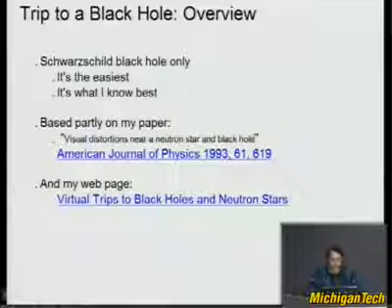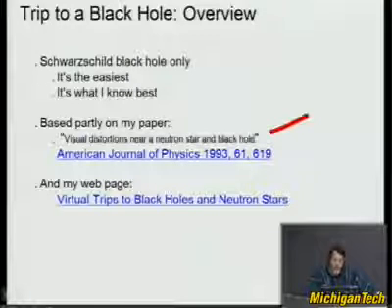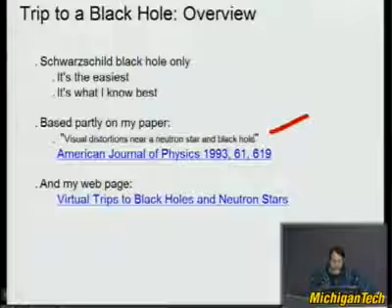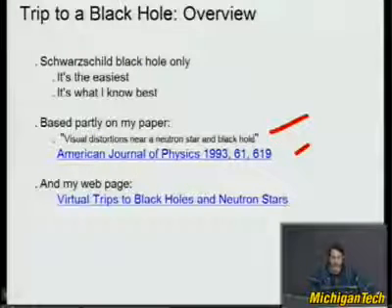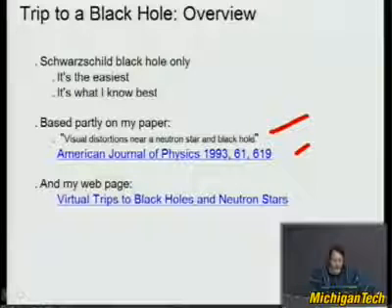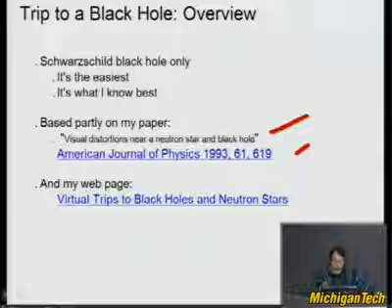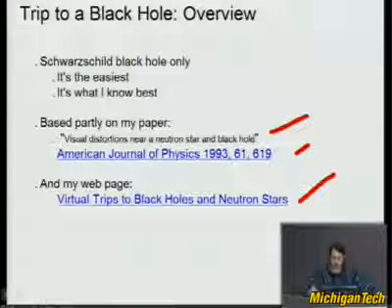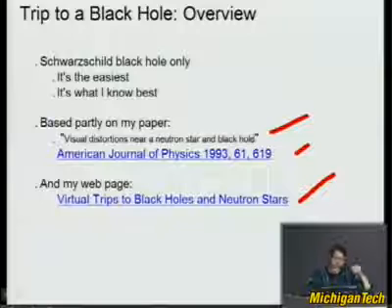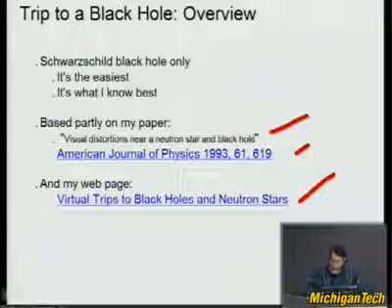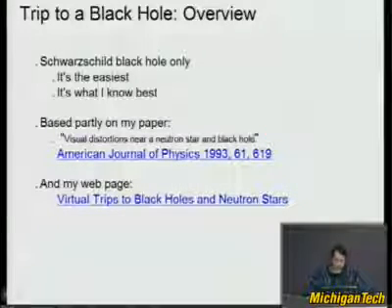This will be partly based on a paper I published called Visual Distortions Near a Neutron Star and Black Hole, which was published in the American Journal of Physics a while ago. You can also see all of the movies on a web page that I've maintained since '94, I think, called Virtual Trips to Black Holes and Neutron Stars, where you can see even more videos than are shown in this lecture. This is a subject I've studied a bit.